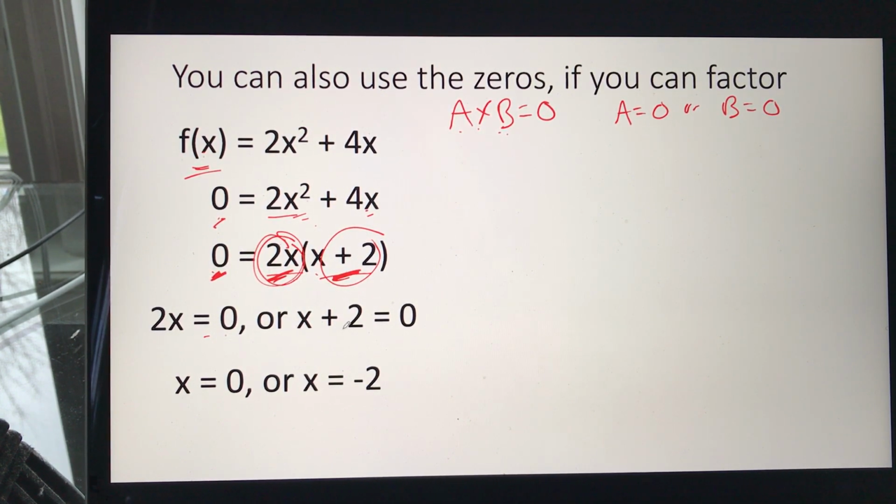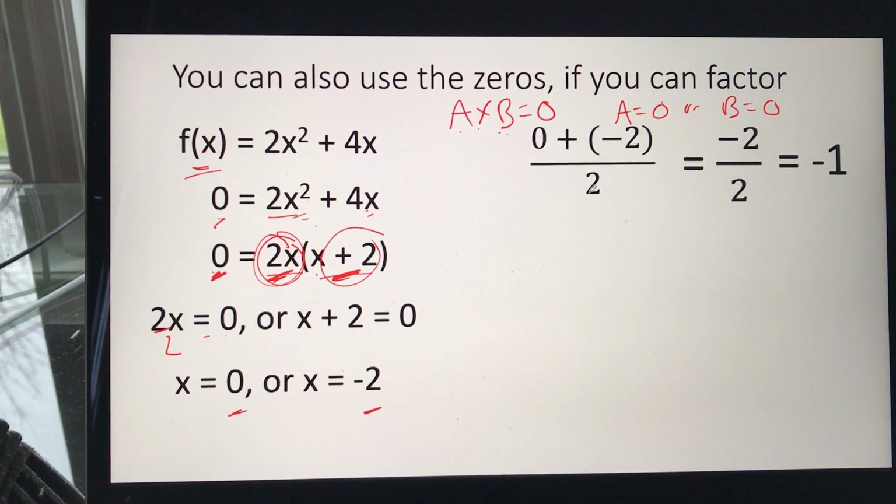So now we just have two linear equations, easy to solve. So divide by 2, that gives me x equals 0. Here I subtract 2, obviously x is negative 2, that part's easy. And then once I have my two zeros, 0 and negative 2, I want to find the middle of them. I want to find the middle value, so I'm going to find the average. So I'm going to add them together and divide by 2. And that will give me the x coordinate of the vertex.